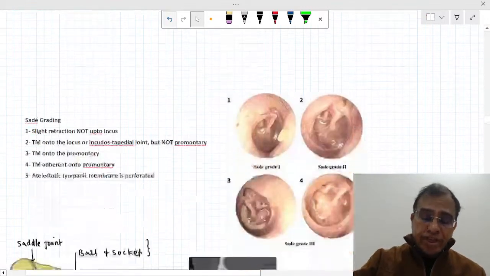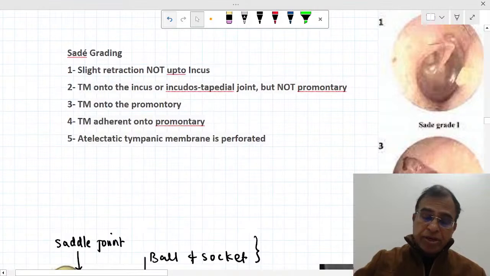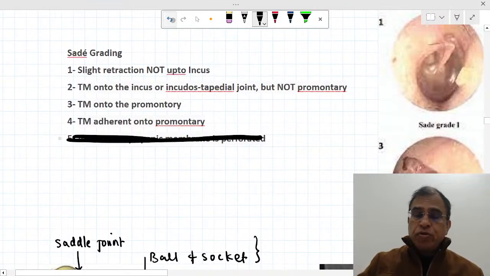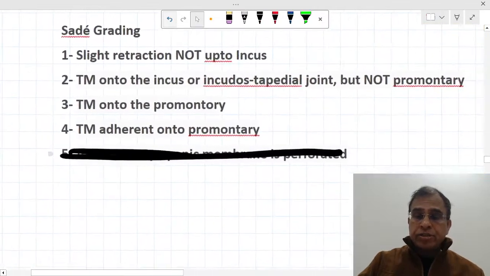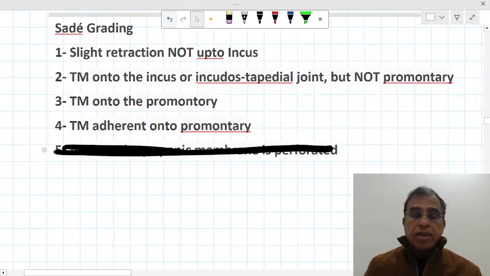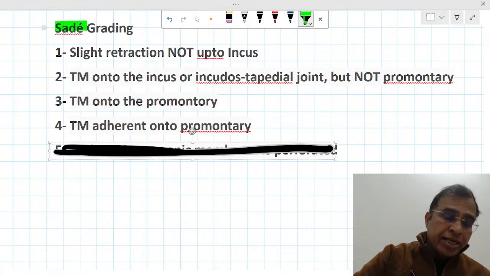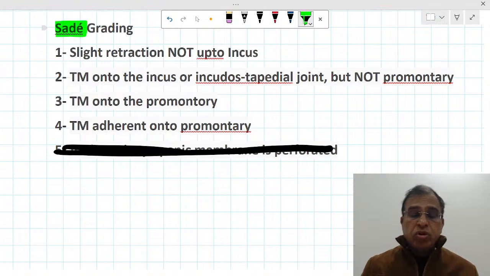Now, let me give you the details of these gradings. Grade 5 is not there. So, these are the 4 grades of tympanic membrane retractions. And the grading was done by a gentleman called Sade. They've already asked this name in your exam. Who graded the tympanic membrane into 4 grades? Sade is the correct answer. Please remember that name.